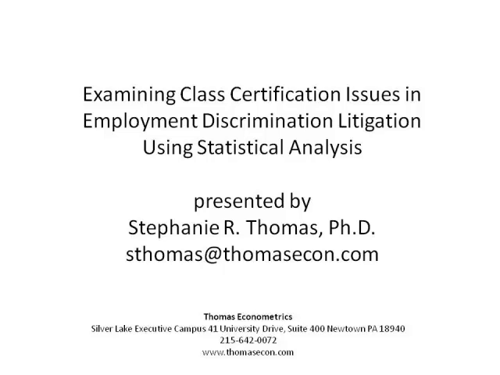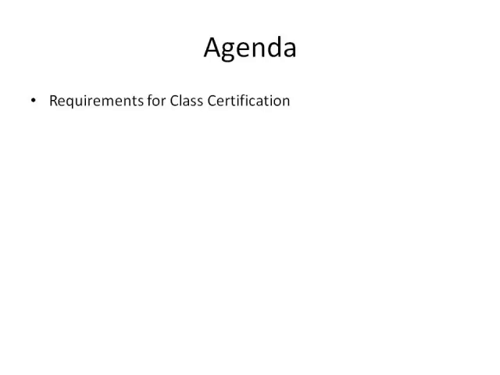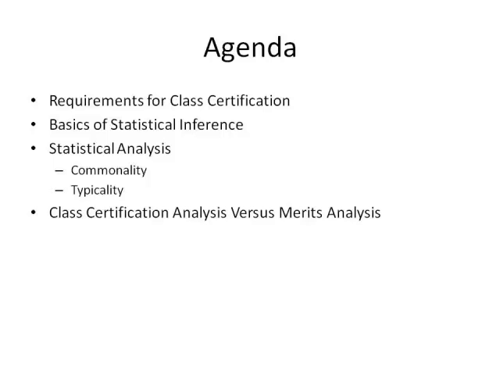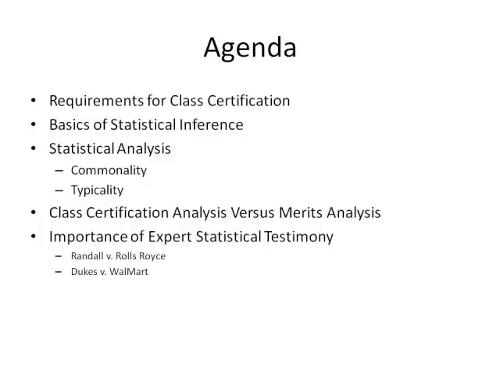In this presentation, we'll discuss how statistical analysis can be used to examine class certification issues in employment discrimination litigation. Specifically, we'll talk about the requirements for class certification. We'll talk a little bit about the basics of statistical inference. We'll talk about how statistical analysis factors into commonality and typicality requirements. We'll talk about the difference between a class certification analysis and a merits analysis. And finally, we'll talk about the importance of expert statistical testimony using two examples, Randall versus Rolls-Royce and Dukes versus Wal-Mart.